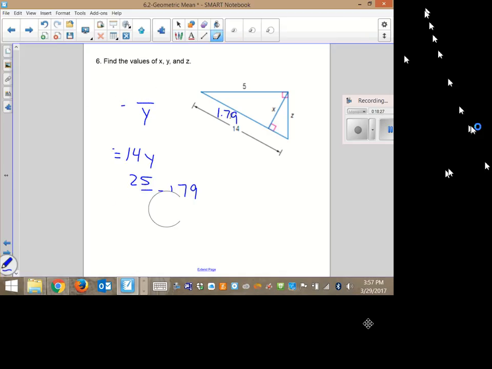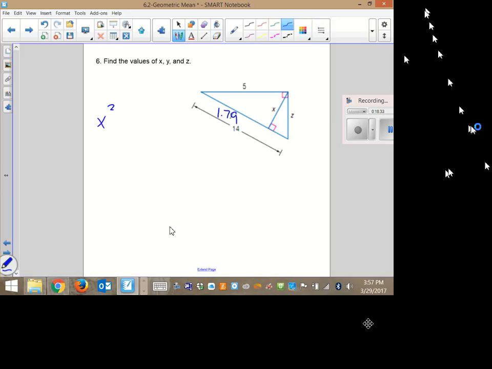And now that we have one of them, we can use the Pythagorean theorem to solve for the rest. So we get that x squared plus 5 squared. Oh, hang on. Our medium triangle here, we get x squared plus 1.79 squared equals 5 squared. Solving all of this out, we will get x to be 4.67.